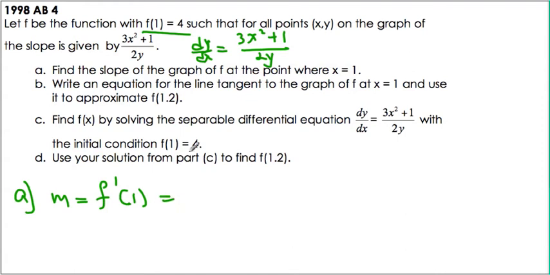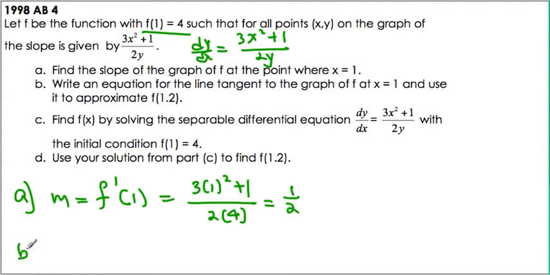Now, what does that mean? That means we need to put 1 in place of x, but what is the value of y? That's right, y is 4 from the given condition. So we have 3 times 1 squared plus 1 over 2 times 4. Now here we have 4 over 8, which ends up being 1/2. 1/2 is the slope.